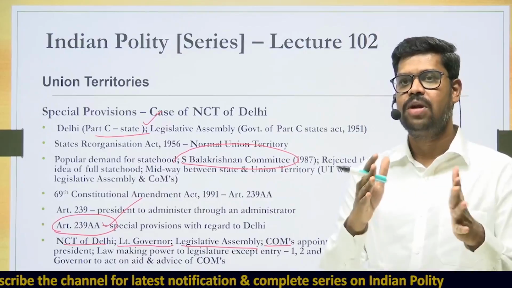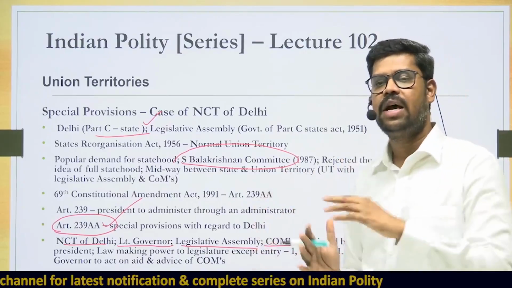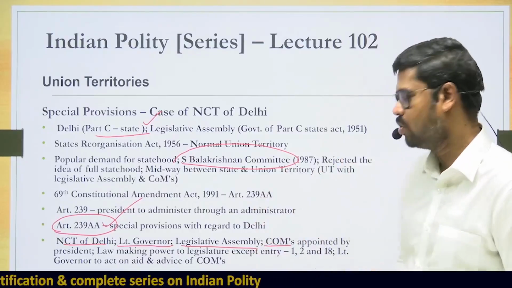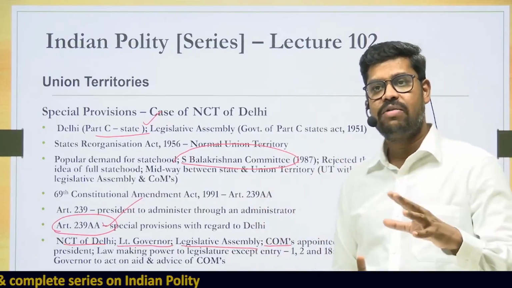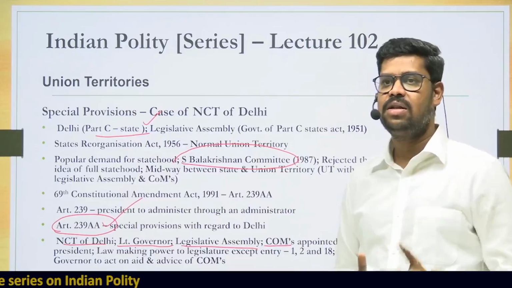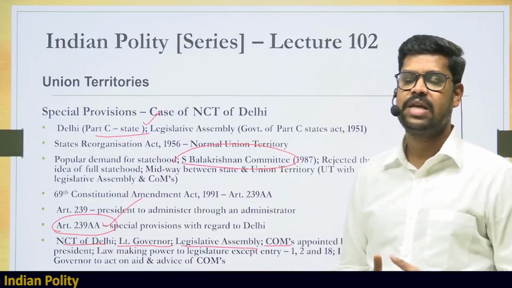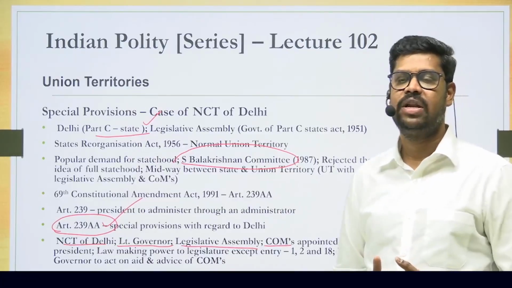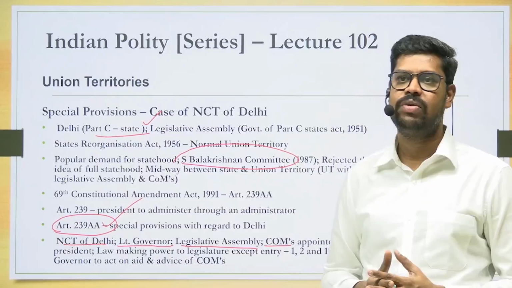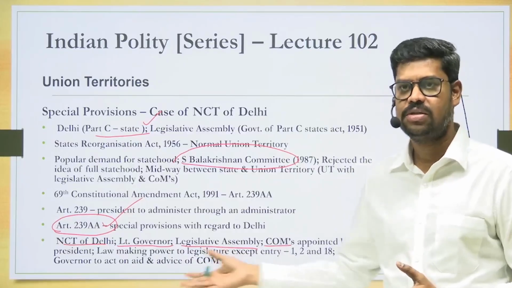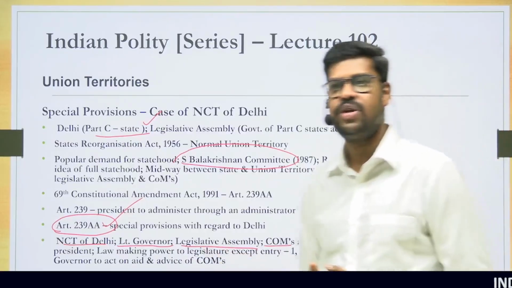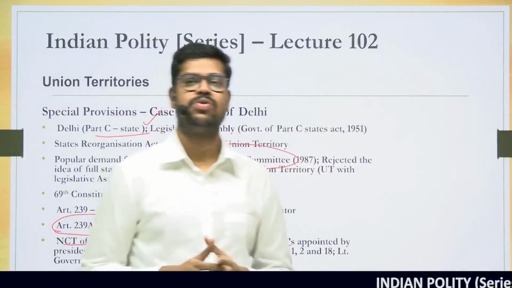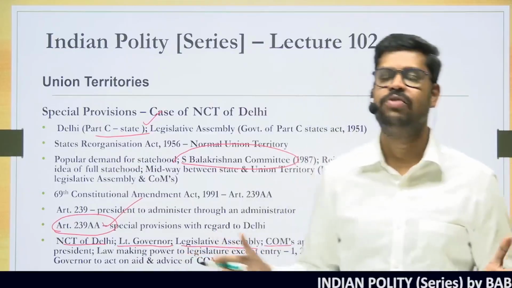So except for public order, police and land, in other areas, the Legislative Assembly of Delhi will have the right to make laws. And then the Lieutenant Governor, in whichever area the Legislative Assembly of Delhi is capable of making laws, on all those areas, the Lieutenant Governor of Delhi shall act in accordance with the aid and advice of the Council of Ministers. That is the Council of Ministers in case of National Capital Territory of Delhi. So this was a special status that was given to Delhi, which continues to exist even today.